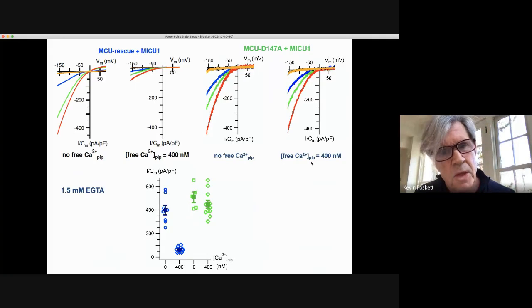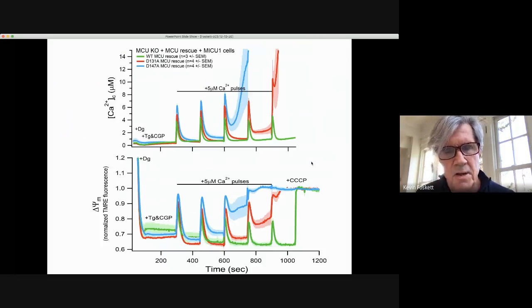We're seeing this in electrophysiology. Does it happen in intact mitochondria? So we use the same type of protocol that I described before in permeabilized cells. And in the green are wild-type cells. We're measuring calcium in the bath and mitochondrial membrane potential simultaneously. You can see when we add a pulse of calcium, about 5 micromolar, mitochondria take it up very, very quickly because MICU1 inhibition is relieved.